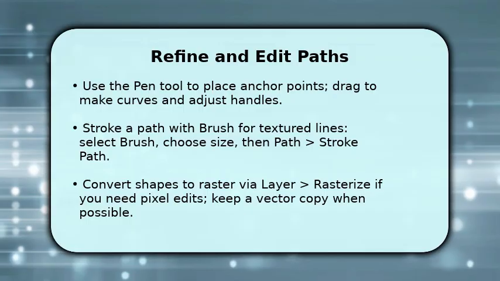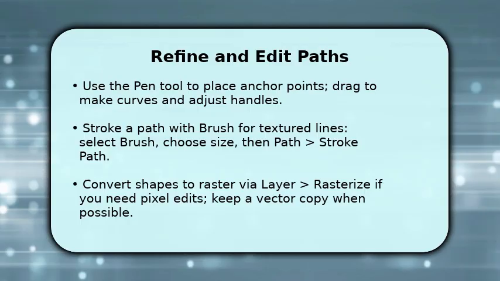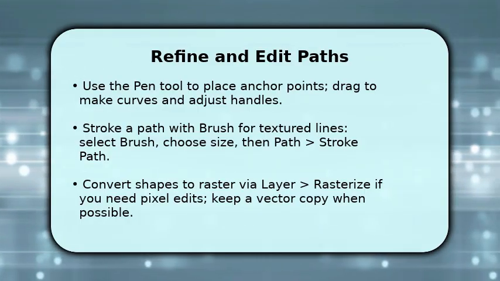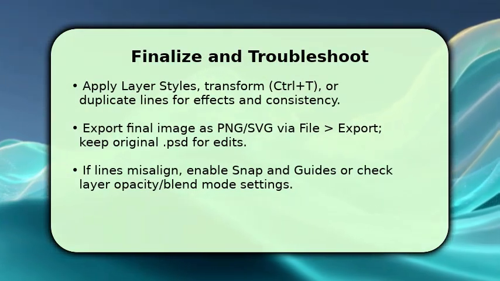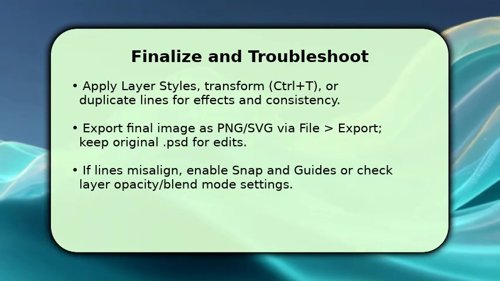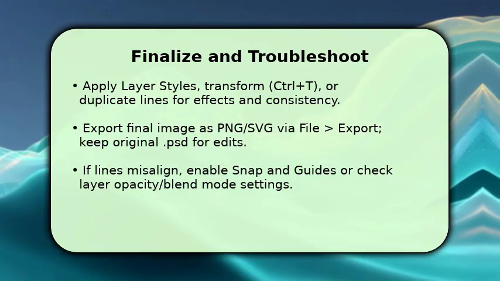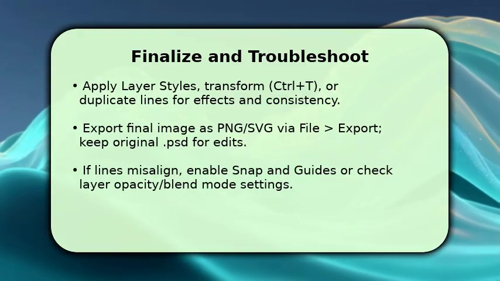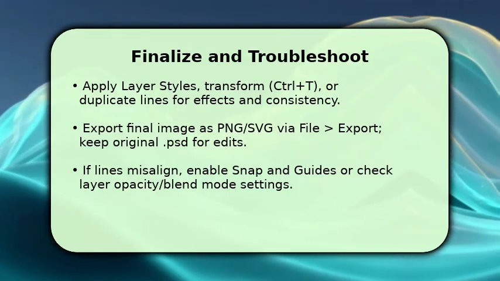Make sure to save a vector layer before rasterizing. Converting to pixels lets you use filters, but loses infinite scalability, so keep an editable copy for later tweaks. To finish, tidy your layers. Rename, group, and apply layer styles or effects to your lines, then use Transform, Ctrl+T, for scale or rotation without losing proportion. Export as PNG for pixels or SVG for vector via File Export so your lines remain crisp.